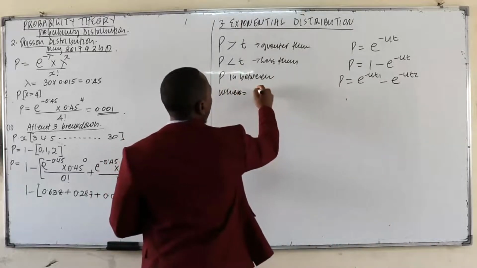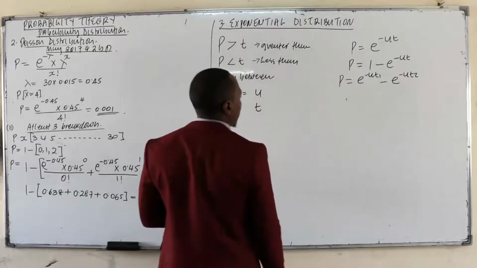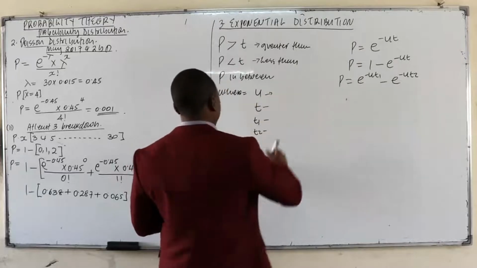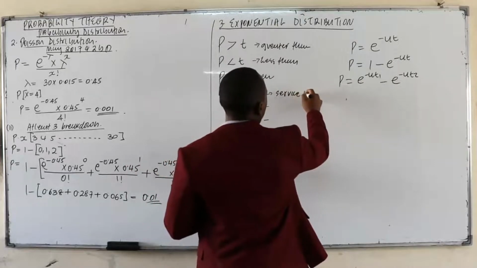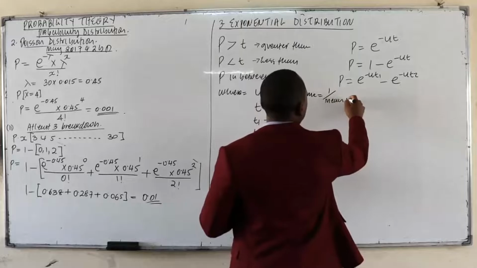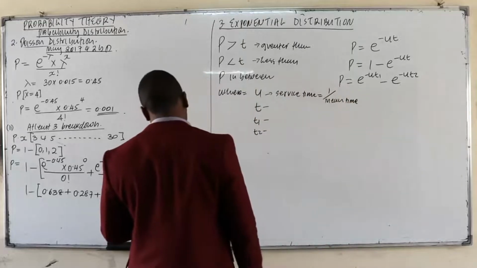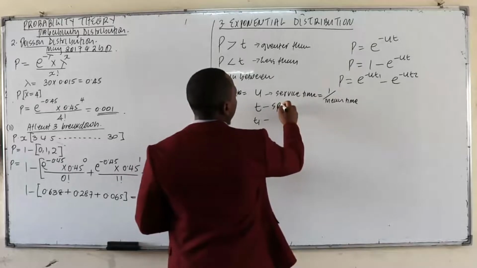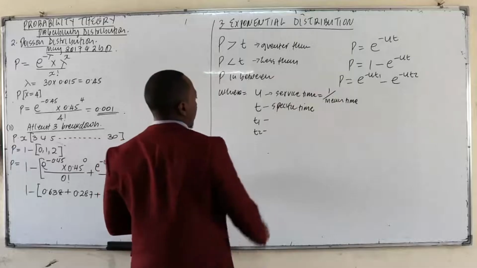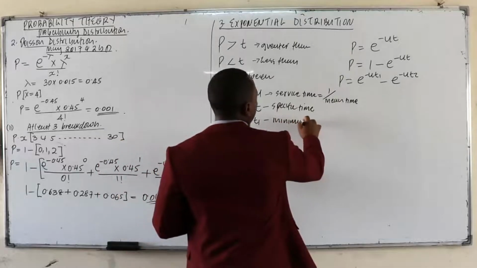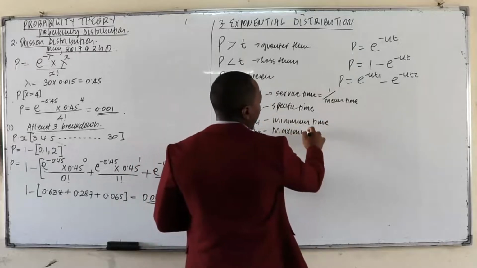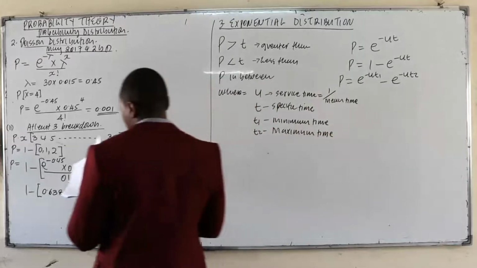Where, what is U, what is T, then what is T1, what is T2? U is the service time. And how do we get the service time? It's 1 over the mean time. T is the specific time. T1 is the minimum time. T2 is the maximum time.